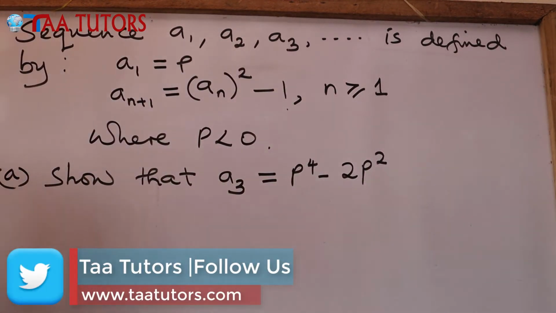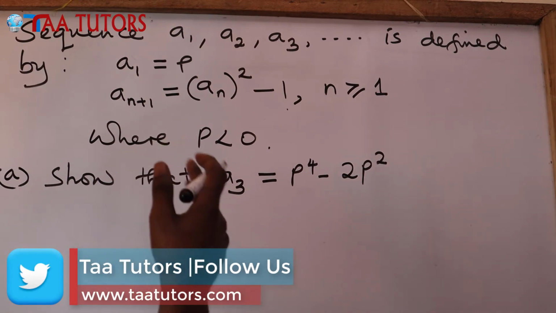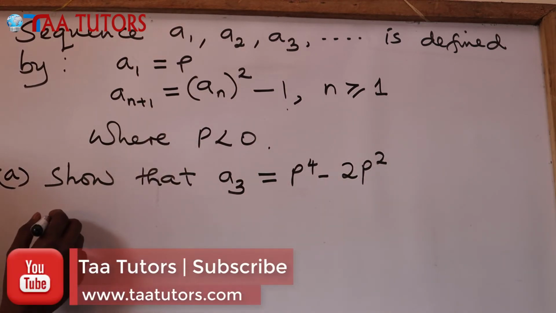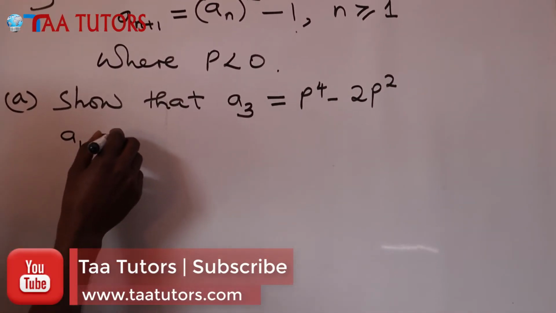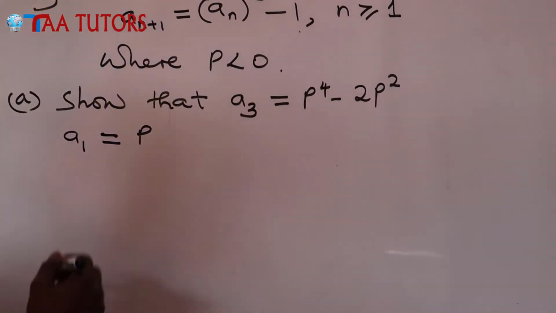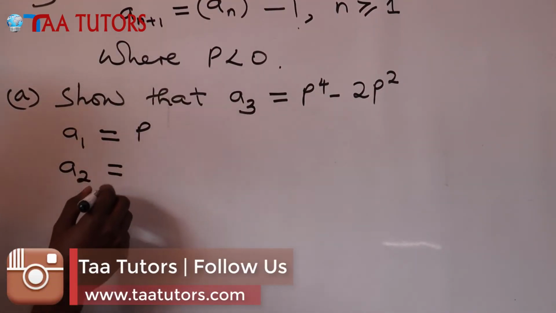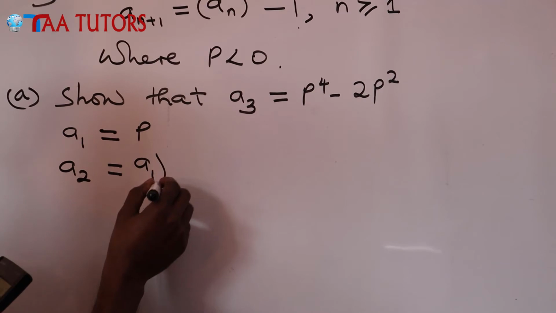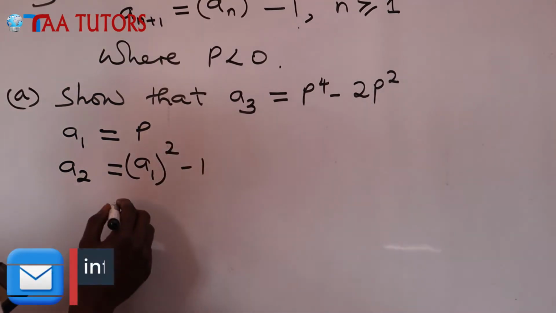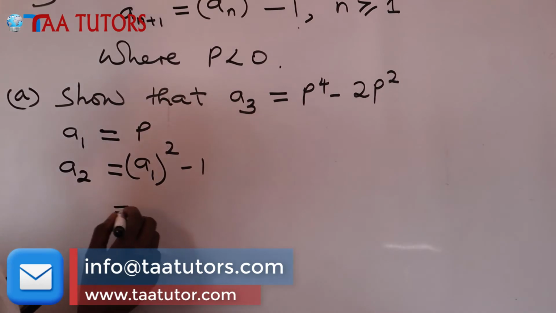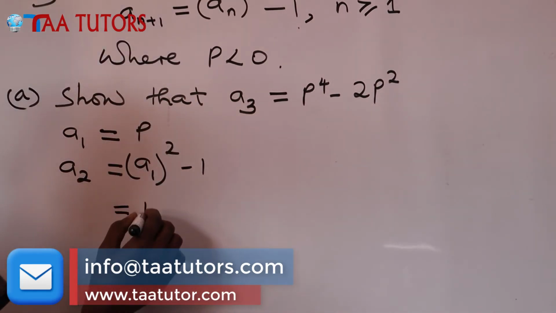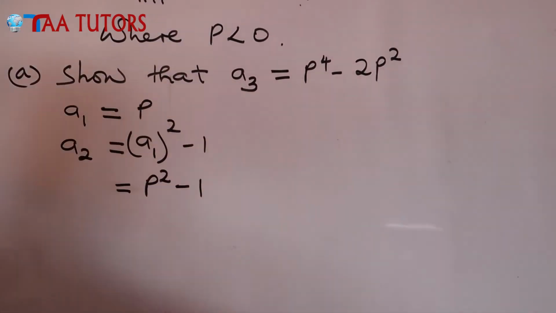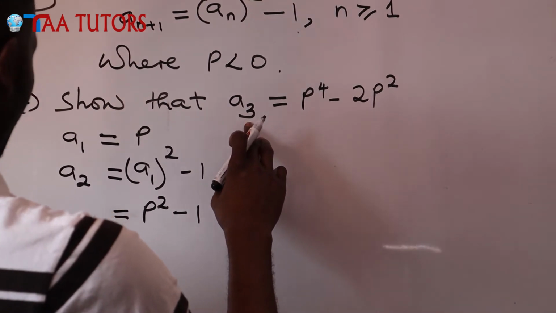Now, we are told to show that A3 is p power 4 minus 2p squared. We know that the relationship is here. The first term, in this case A1, is p. That is the first term. The second term, A2, should be A1 squared minus 1. If A1 is p, it is going to be p squared minus 1. That is the second term.